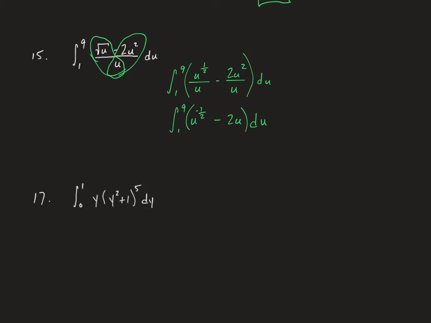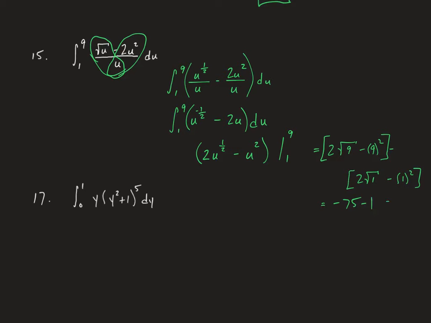All right, so again, it's just a reverse power rule, essentially. So I'm going to have a u to the positive 1/2. I need this to be a 2 and minus u squared. And I'm all right there. So now I can subtract this function evaluated at 9 minus this function evaluated at 1. Okay, so this ends up being negative 75 minus 1, which is negative 76.